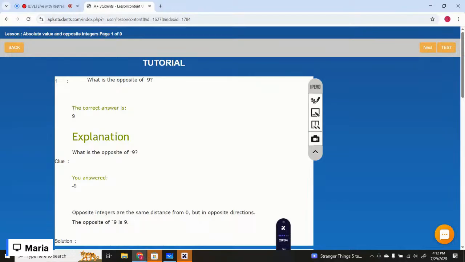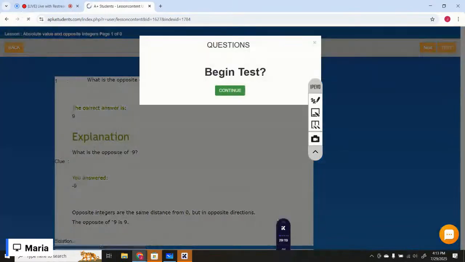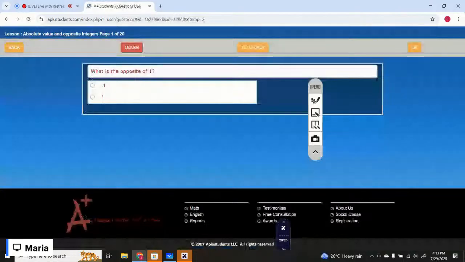What is the opposite of negative 9? The opposite of a negative number is the same number on the other side of the zero. So on the other side of the zero, there would be a positive number. So the opposite of negative 9 is 9. Let's start with the test questions.